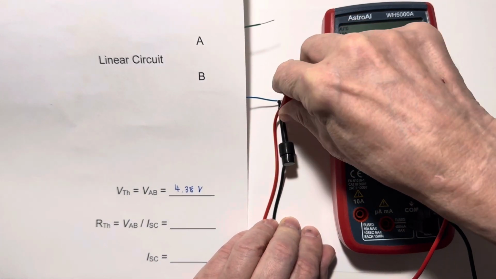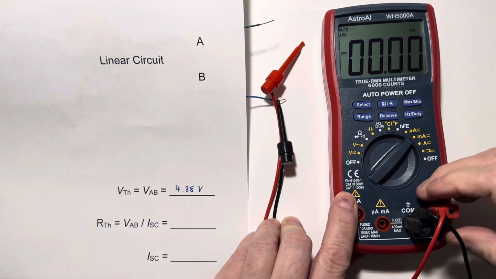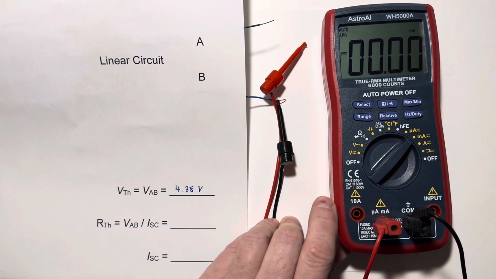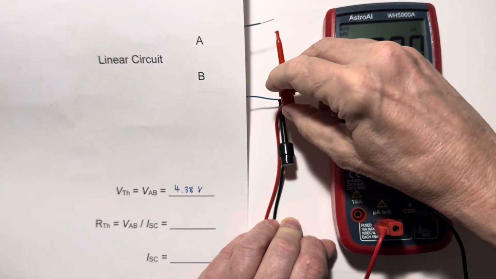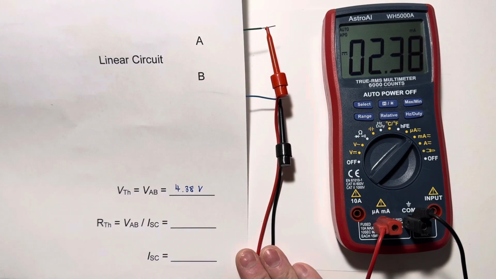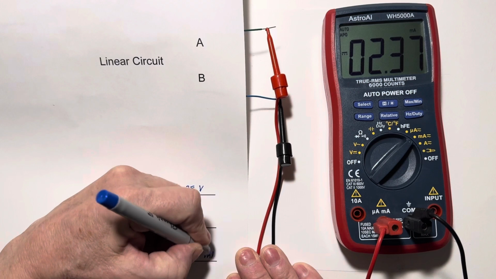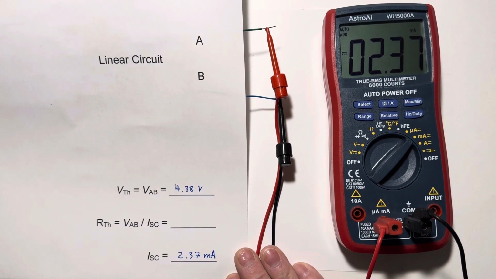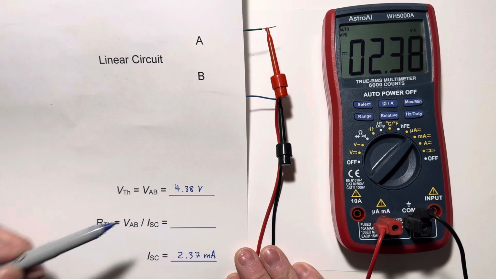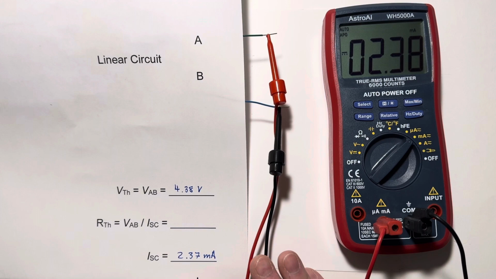So first I'll disconnect my leads, set the meter for current measurement in milliamps, reconnect it, and we get a short circuit current I sub SC of about 2.37 milliamps. So I'm recording that value here, and the Thevenin resistance is the open circuit voltage divided by the short circuit current. So let's go ahead and do that calculation.